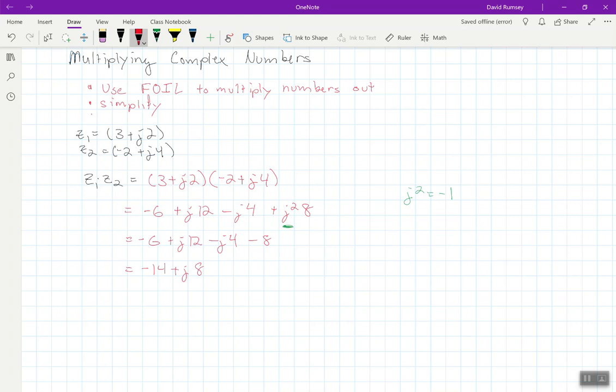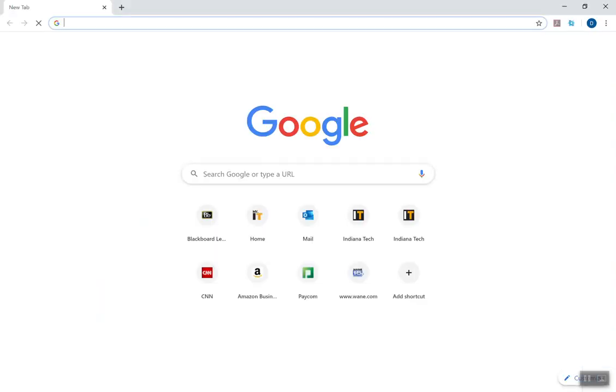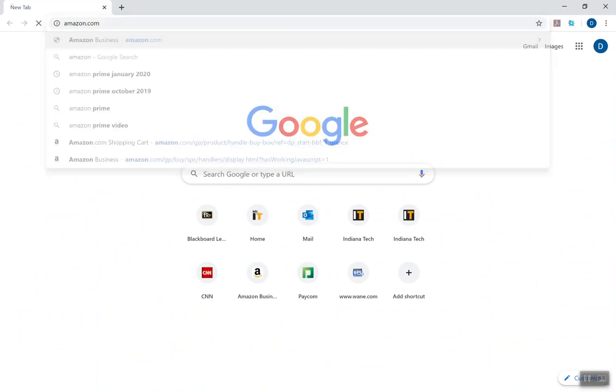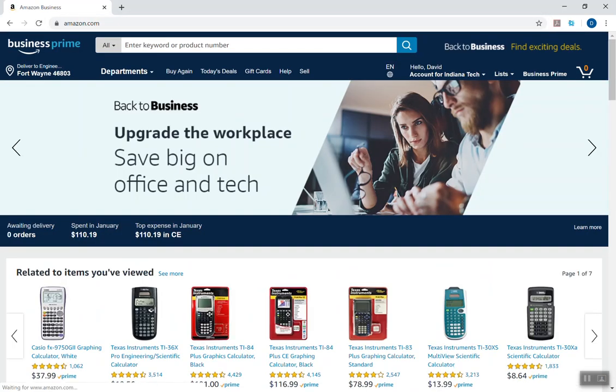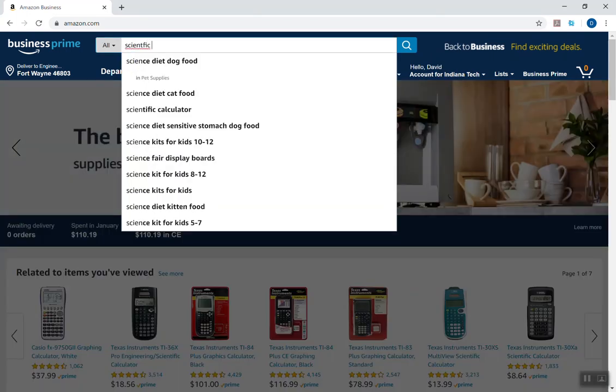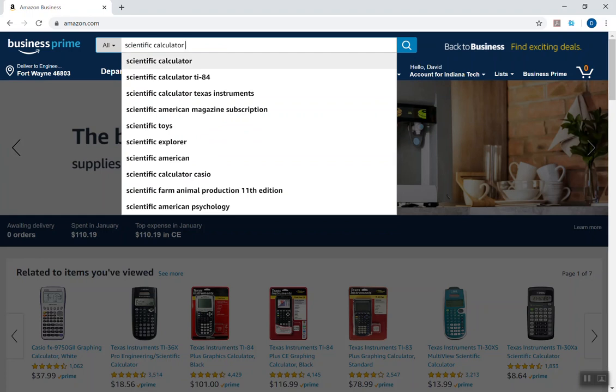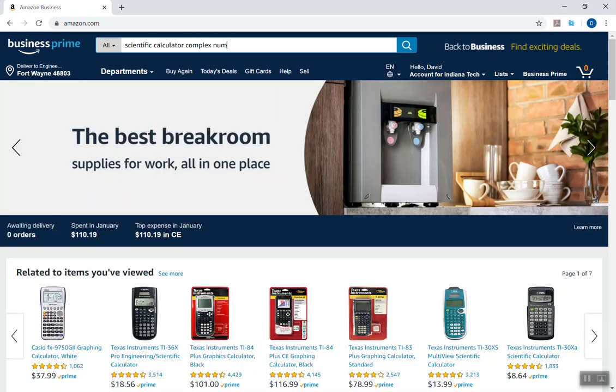Now the good news is we'll be able to use our calculators to do this, and if you don't have a calculator that can do complex numbers, I would definitely make sure to go find a calculator that can do complex numbers. And just to show you, I'll go to a website real quickly. Let's go to Amazon.com. I had been looking at some calculators here, but let's search scientific calculator complex numbers.